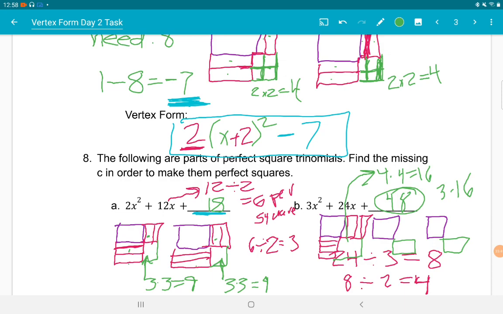So the rest of the time today, you have to work on the vertex form day 1 and day 2 homeworks. Go ahead and work on that and make sure you turn in your notes at the end of class.